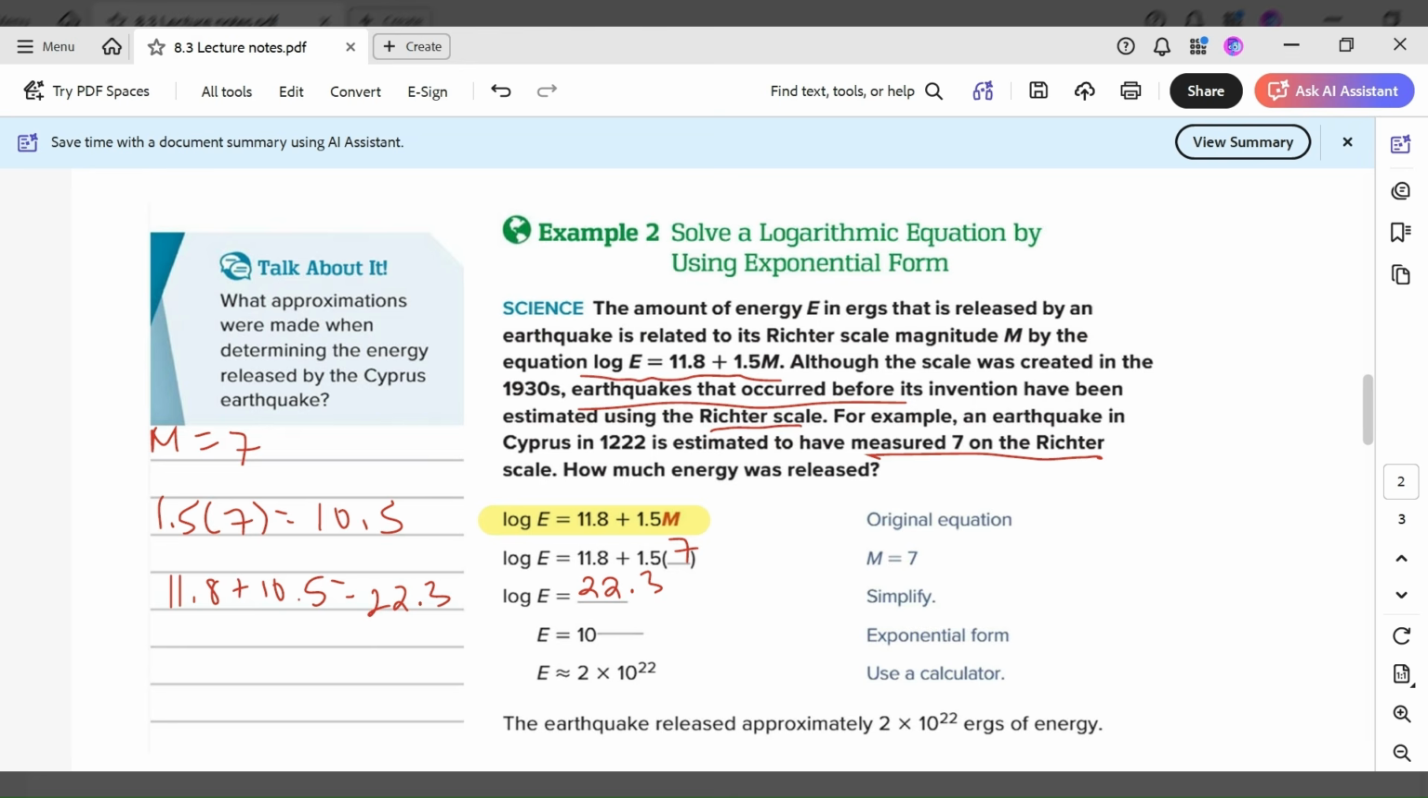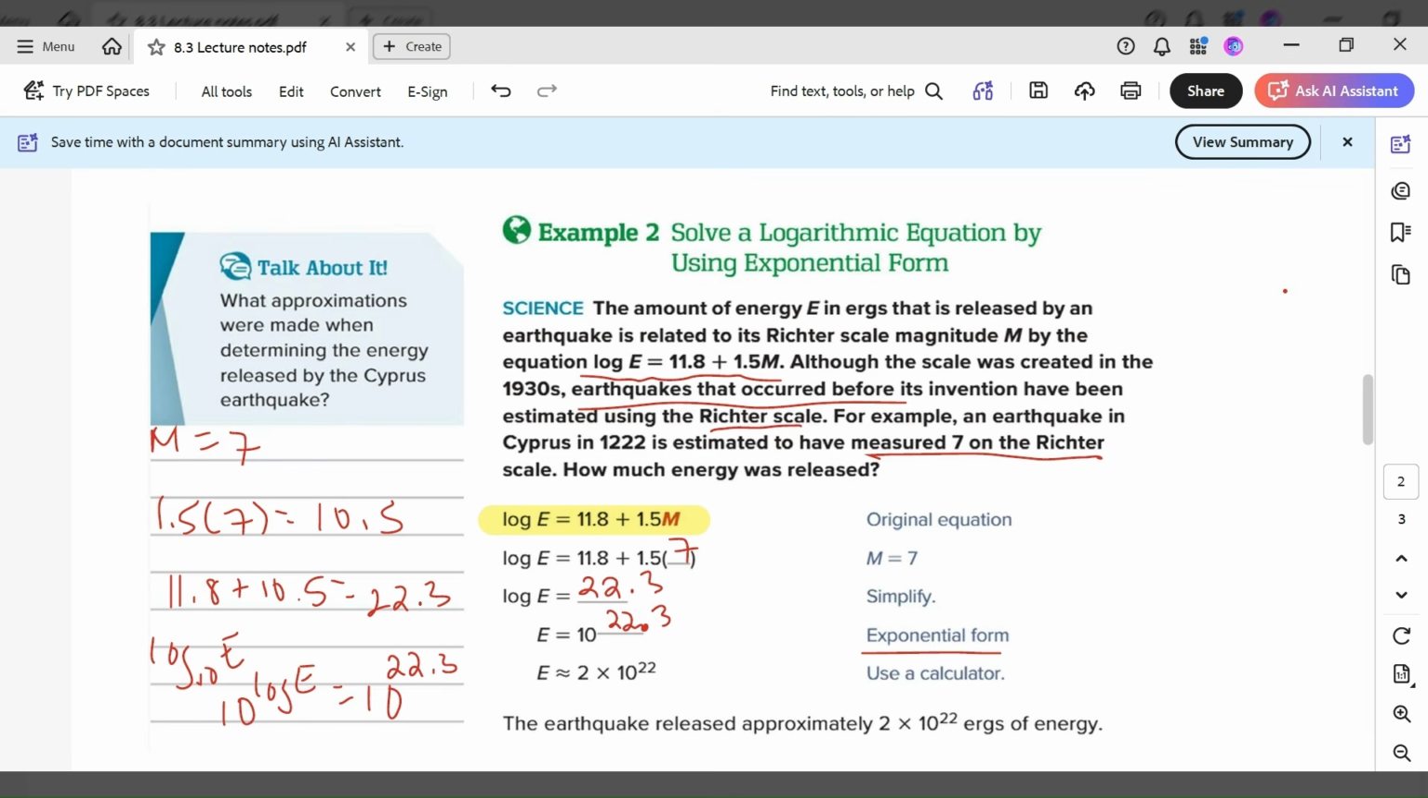Now remember, we're going to go into exponential form. That's log sub 10 of E, which means I'm raising both sides to the power of 10. So you're actually writing it as 10 to the log of E equals 10 to the 22.3. So I'm saying 10 to the 22.3 power.